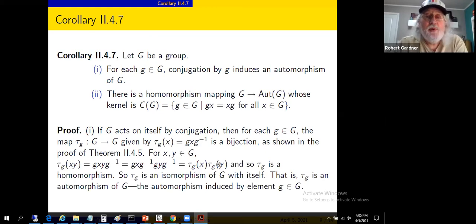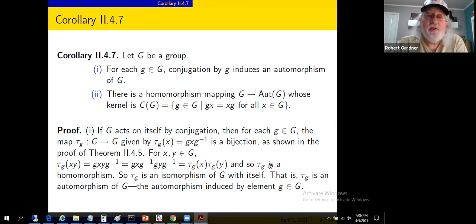Next, if we take any two elements of group G and apply tau sub g to the product xy, since we conjugate element xy by g, that'll give us g xy g inverse. We can stick an identity in there between the x and the y, a g inverse g version of the identity. And hey, gxg inverse, well, that's what tau sub g does to x. The second part, gyg inverse, that's what tau sub g does to y. So we've established that tau sub g of xy is tau sub g of x times tau sub g of y.